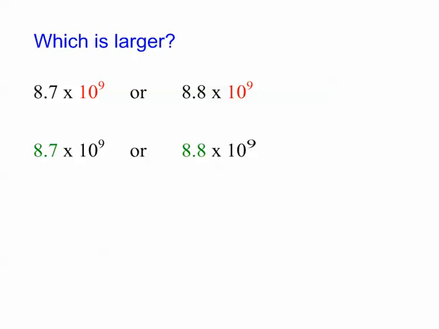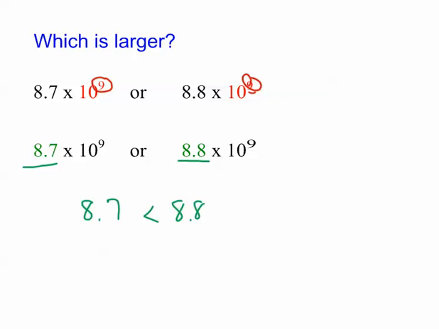Sometimes, however, we have those cases where the power of 10 has the same exponent. Well, in this case, we can't just look at that. We have to look at the coefficient, and the coefficient is the number that we're multiplying by the power of 10. So in this case, we can just compare 8 7/10 to 8 8/10. And we know that 8.8 is just a little bit larger than 8.7. So we know that 8.7 times 10 to the 9th is less than 8.8 times 10 to the 9th.